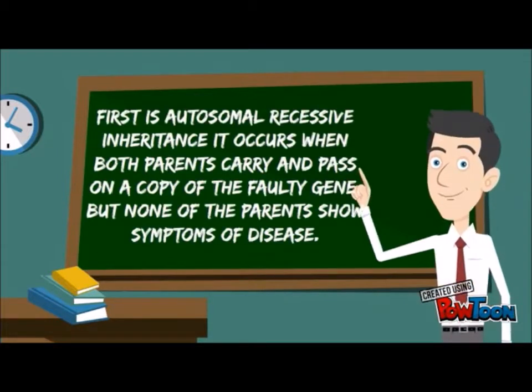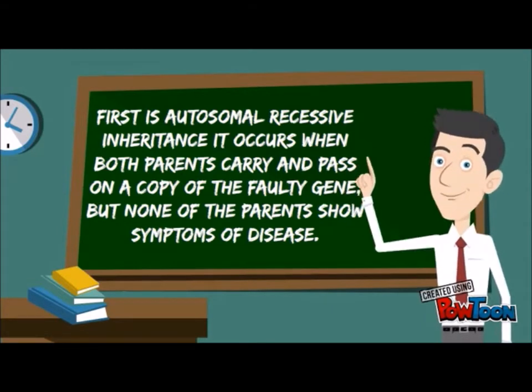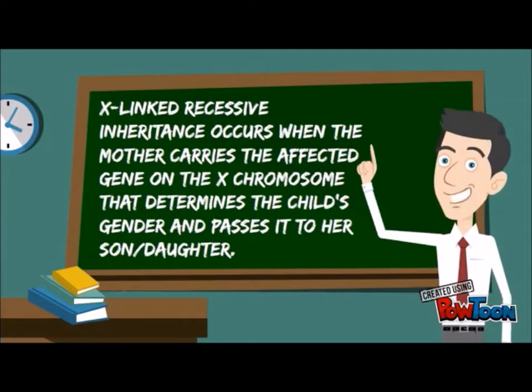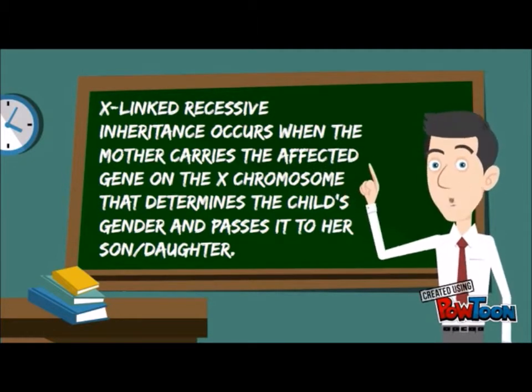First is autosomal recessive inheritance. It occurs when both parents carry and pass on a copy of the faulty gene, but none of the parents show symptoms of disease. X-linked recessive inheritance occurs when the mother carries the affected gene on the X chromosome that determines the child's gender and passes it to her son, daughter.